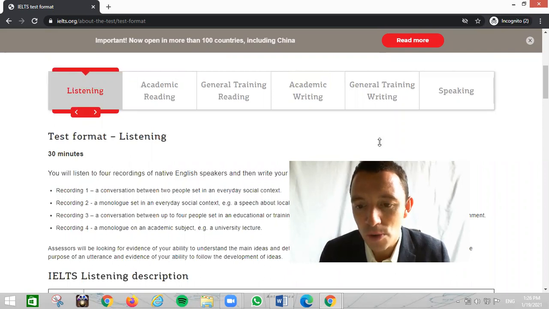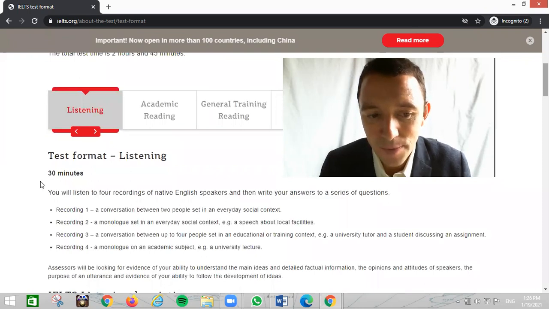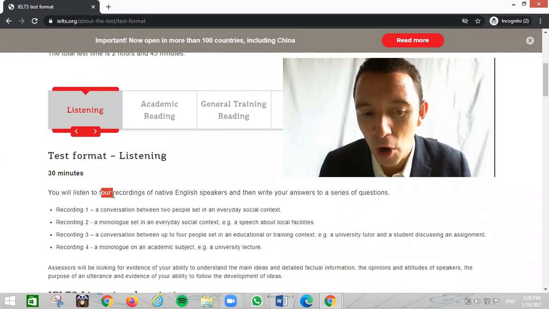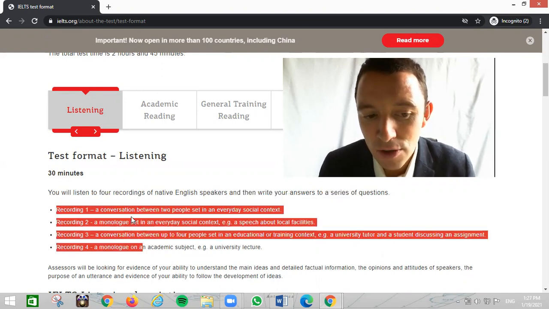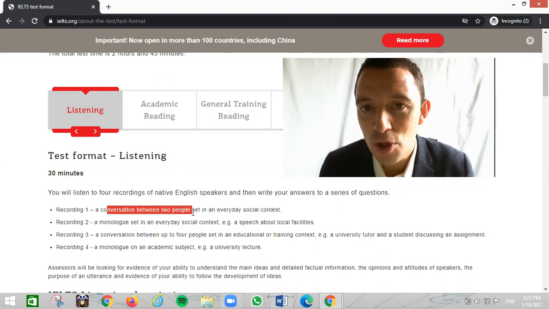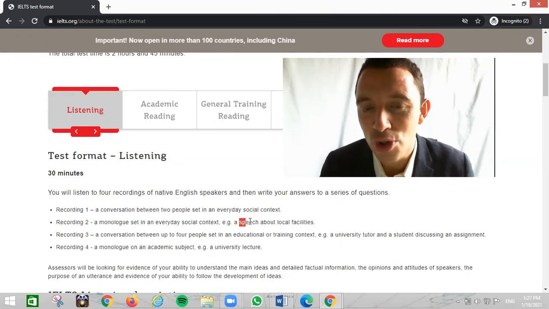So let's look at the listening first. So we'll go through here and they say 30 minutes and you will listen to 4 recordings of native English speakers, and then after you write your answers to a series of questions. Okay, so there are 4 recordings and it's always the same structure. Recording 1 is a conversation between 2 people set in an everyday social context. Recording 2 is a monologue set in an everyday context, like a speech, discurso in Spanish, about local facilities. Okay, so a little different.